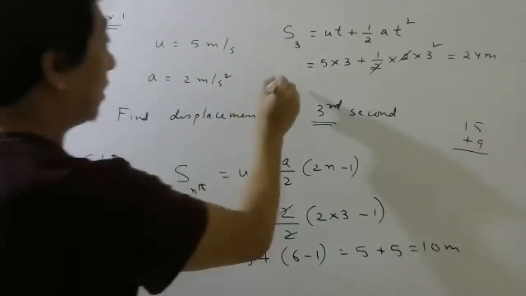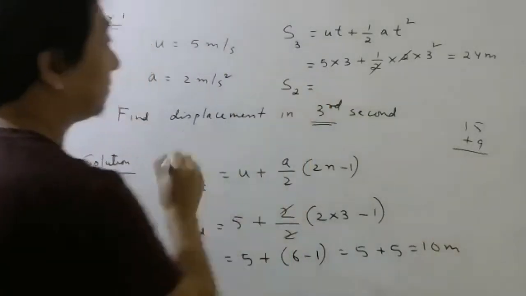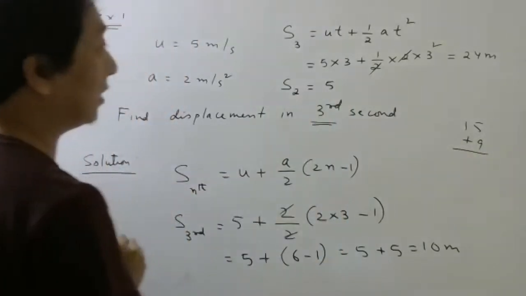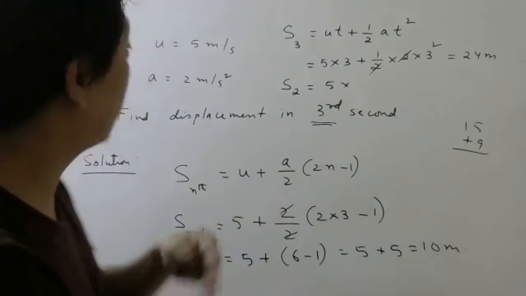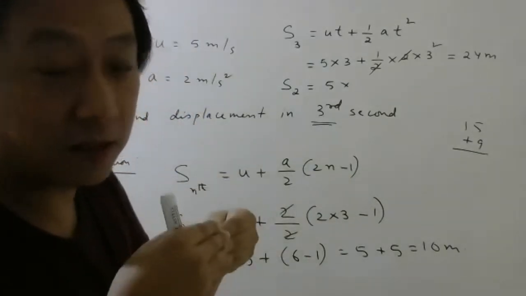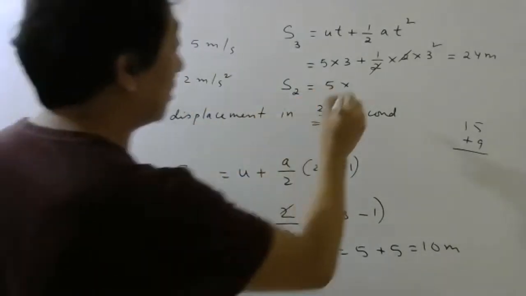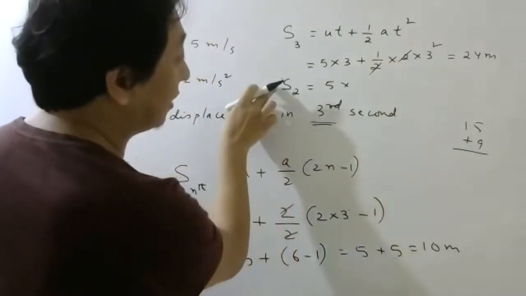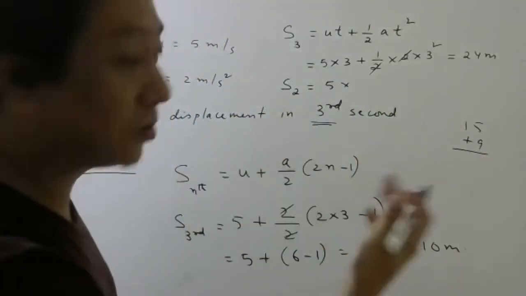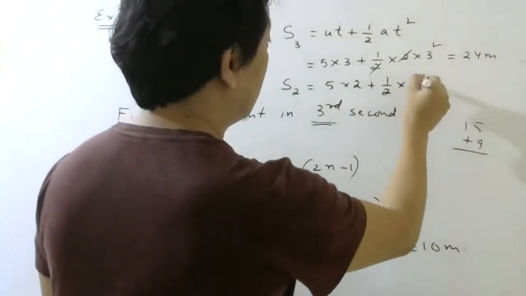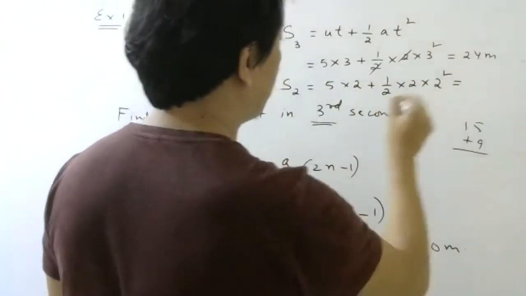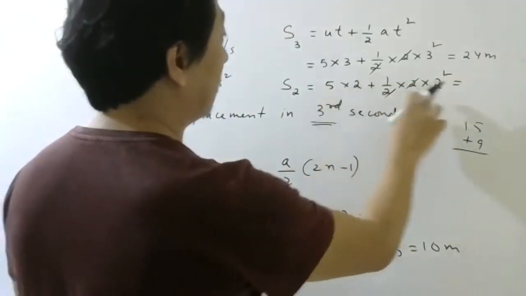Now let us calculate distance in 2 seconds. Initial velocity is 5 because from 0 to 2, the initial velocity is still 5. Time taken is 2 seconds now because I am calculating displacement in 2 seconds. So 5 times 2 plus half times 2 times 2 square. What will this be? 10 plus 4, 14.